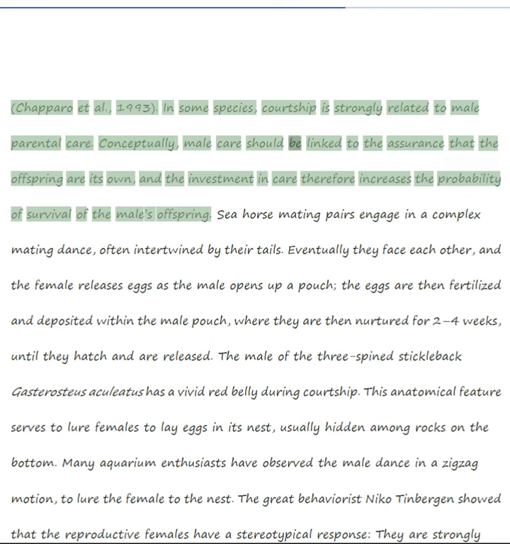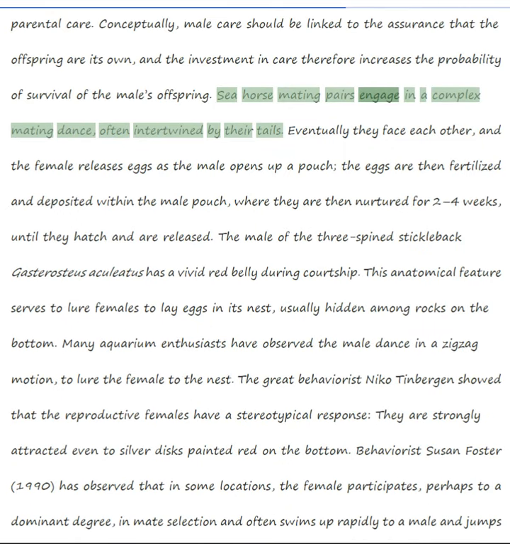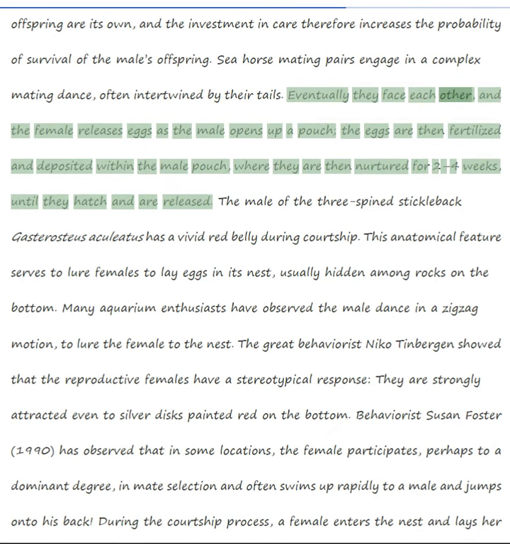Conceptually, male care should be linked to the assurance that the offspring are its own, and the investment in care therefore increases the probability of survival of the male's offspring. Seahorse mating pairs engage in a complex mating dance, often intertwined by their tails. Eventually they face each other, and the female releases eggs as the male opens up a pouch. The eggs are then fertilized and deposited within the male pouch, where they are nurtured for 2-4 weeks, until they hatch and are released.